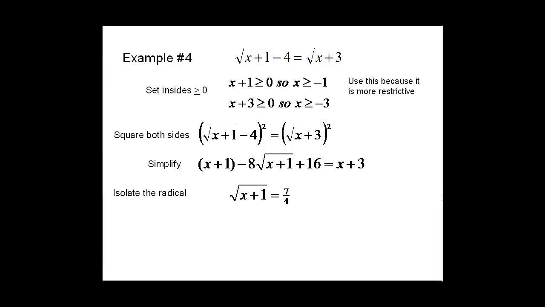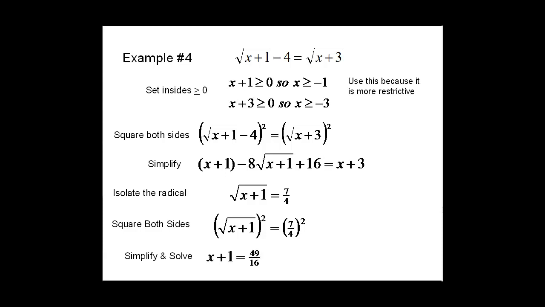Now when we clean things up, you should get x plus 1 is equal to 7/4 because the x's cancel. Okay, then we need to square both sides again. So you get x plus 1's radical squared, and the 7/4 gets squared. So you get x plus 1 is equal to 49/16. Subtract 1, which is 16/16, and you get x is 33/16.